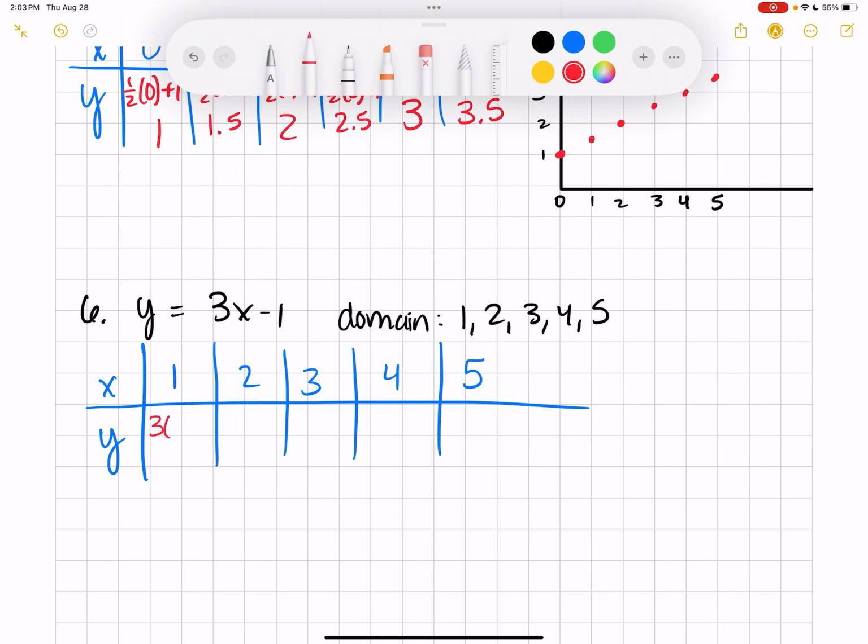Okay. Wait. 3 times 1 minus 1 is... Oh, wait. 3 times 2 minus 1 is... 5. 3 times 3 minus 1 is... 8. 3 times 4 minus 1 is... 11. And 3 times 5 minus 1 is... 14.